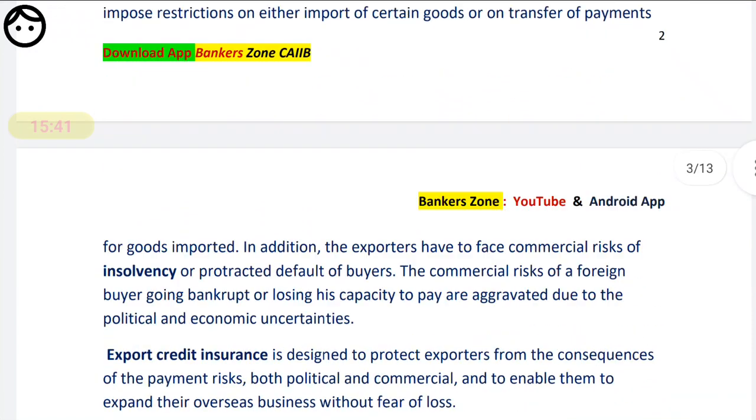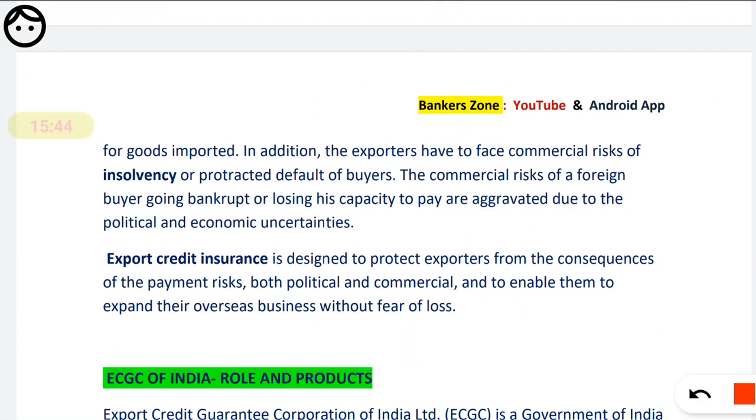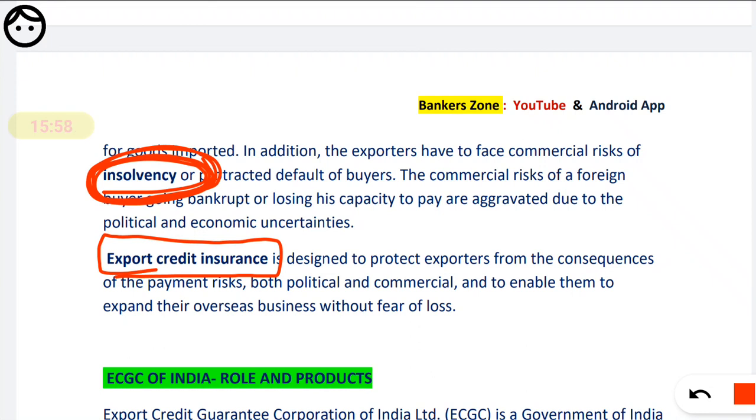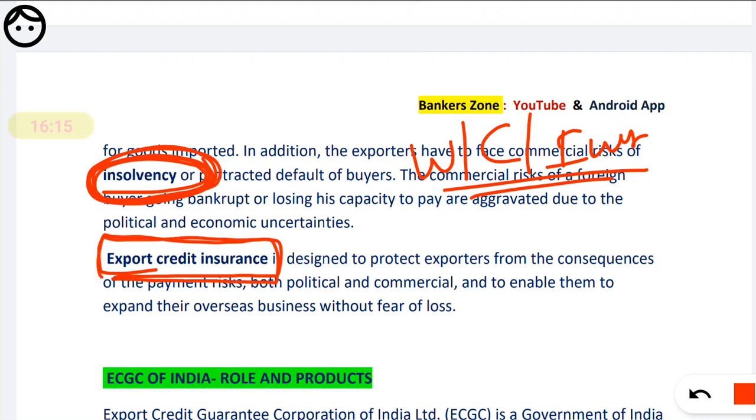There may also be a chance of insolvency of the buyer to pay the amount for the goods. That's why in such cases we need export credit insurance, which is very basic. You can read the theory, but in a situation like a war, internal military coup or insolvency, the seller will face the risk. So in these particular cases, we need export credit insurance.